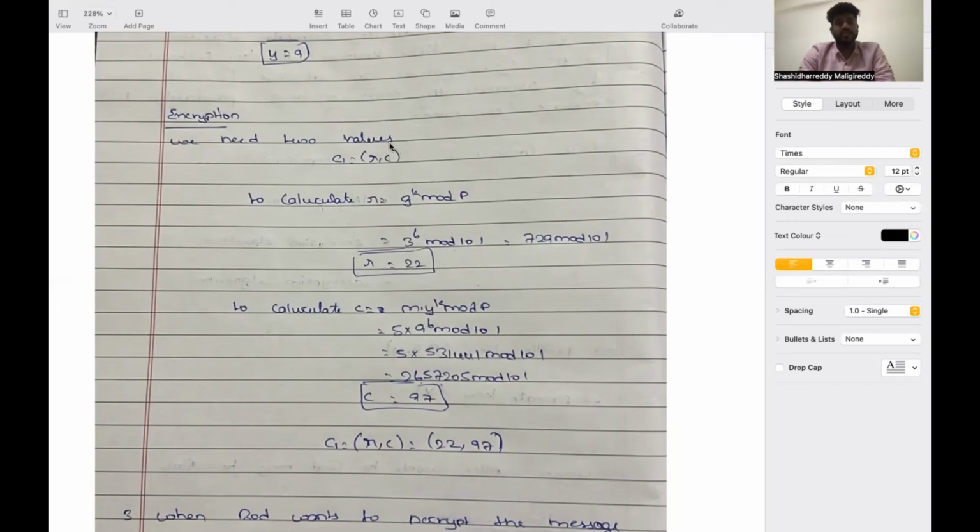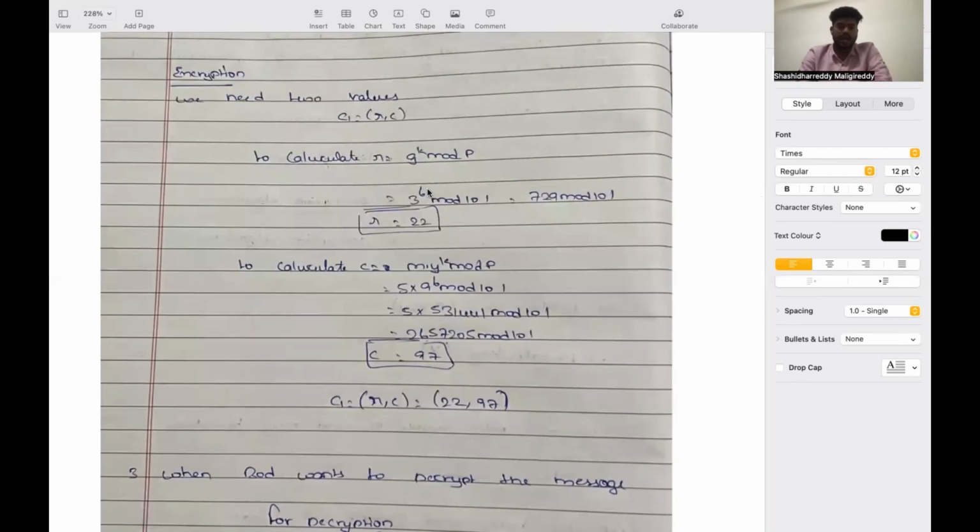While encrypting, we'll get two values, C1 and C2, the ciphertext, R and C. To calculate R, we have the equation R equals G power K mod P, where G equals 3 and K is taken as 6. It's a random value you can take. And P equals 101. So 3 power 6 equals 729 mod 101. 729 minus 707 equals 22. So R equals 22. We got the R value as 22.